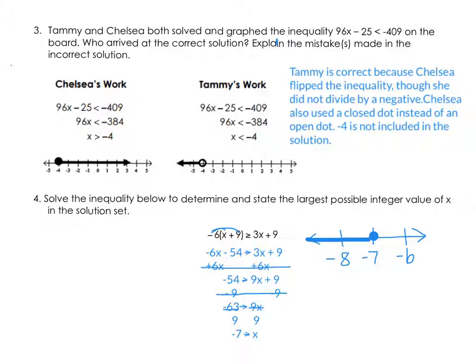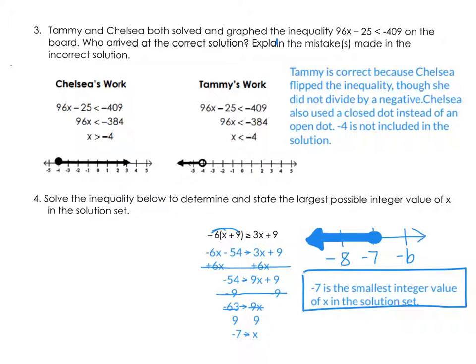So then this will help me to see, well, what is my smallest integer value? Well, since negative 7 is included, my smallest integer value is negative 7. If it was not included, then I would have to say that it was negative 8. So if I had an open circle on negative 7. So that number line helped me to determine that negative 7 is the smallest integer value of x in the solution set, and that's my answer.